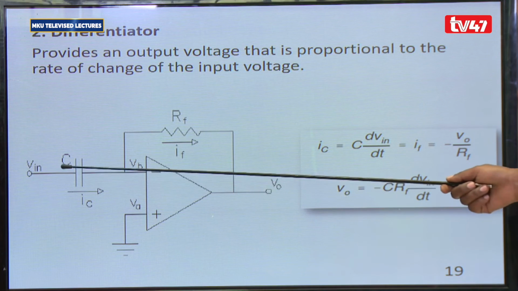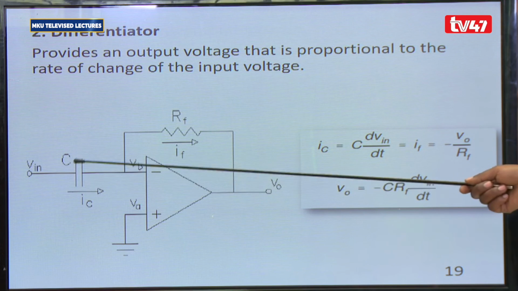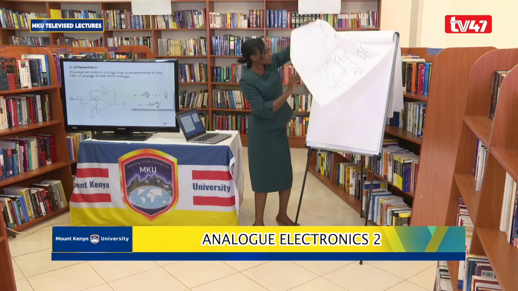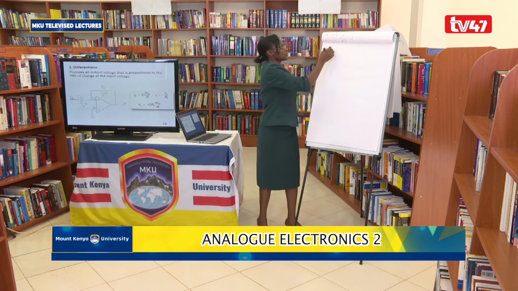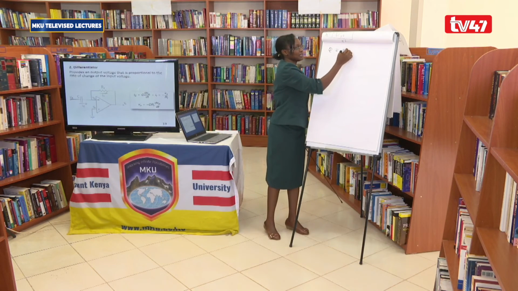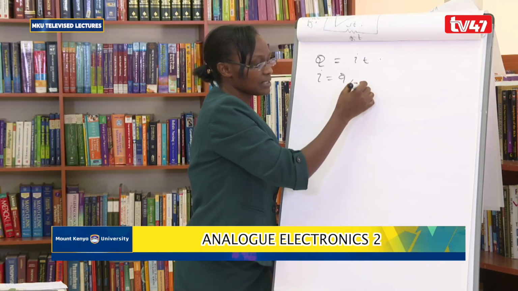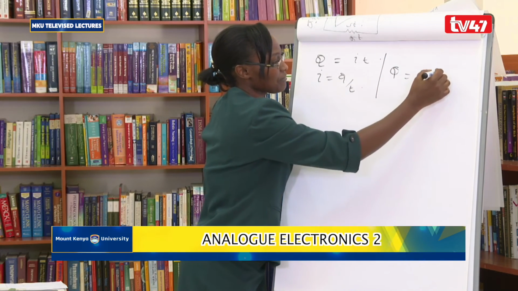So as Vin increases, the voltage across the capacitor will also be increasing. And therefore, because we know charge is equal to IT, we can express I as equal to Q over T. And we know that Q is equal to CV.